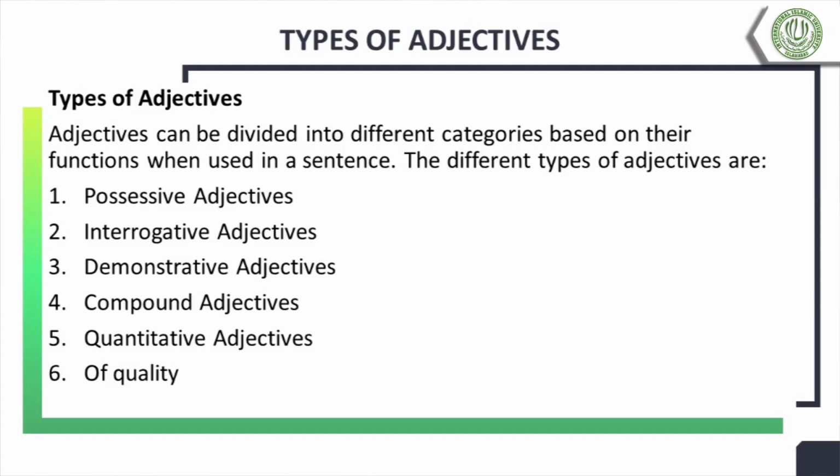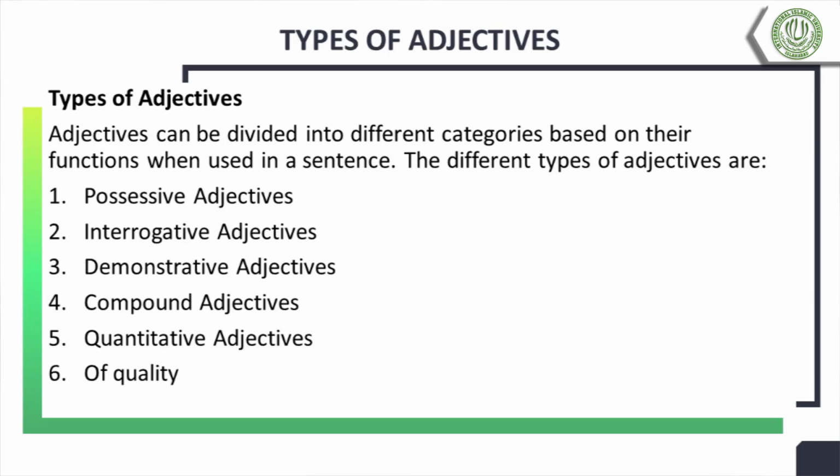Let's move on to the types of adjectives. Adjectives can be divided into different categories based on their functions when they are used in a sentence. The different types of adjectives are, number one is possessive adjective, my, his, her. Second is interrogative adjective, who, what, which. Demonstrative adjective, this, that, etc. Compound adjective, absent-minded, curly hair.